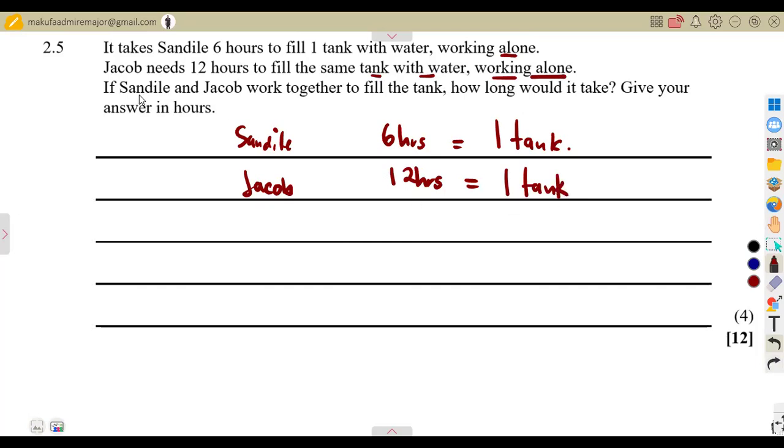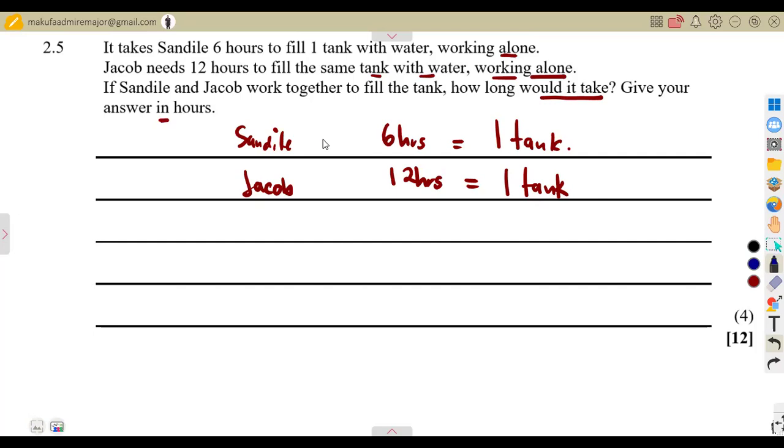So the question is, if Sandile and Jacob work together to fill the tank, how long would it take? Give your answer in hours. Okay, this is already in hours. I want you to understand this type of question. It is very, very important. So this is what is happening, guys. Sandile takes 6 hours to fill a tank.